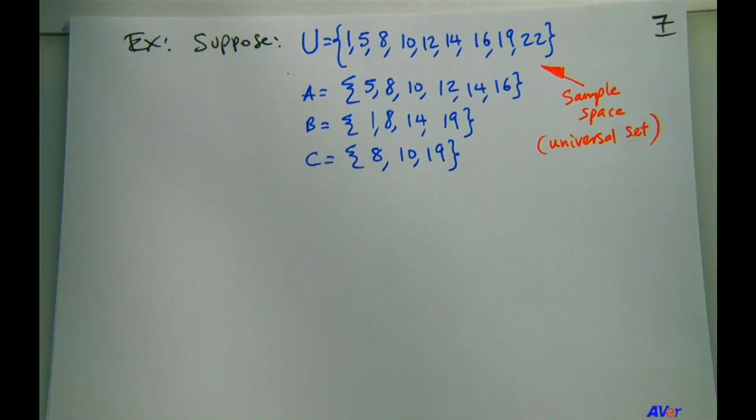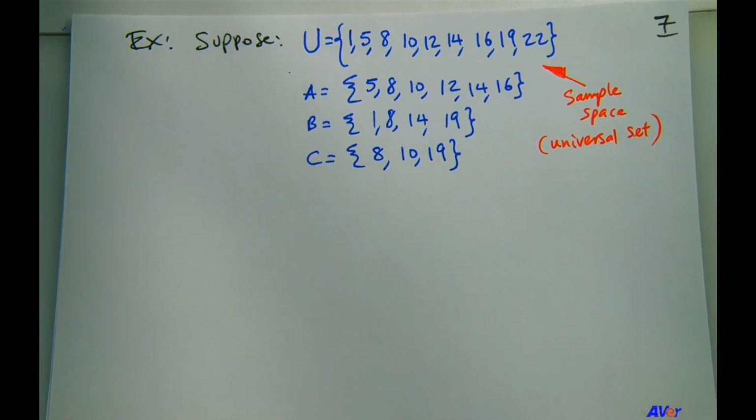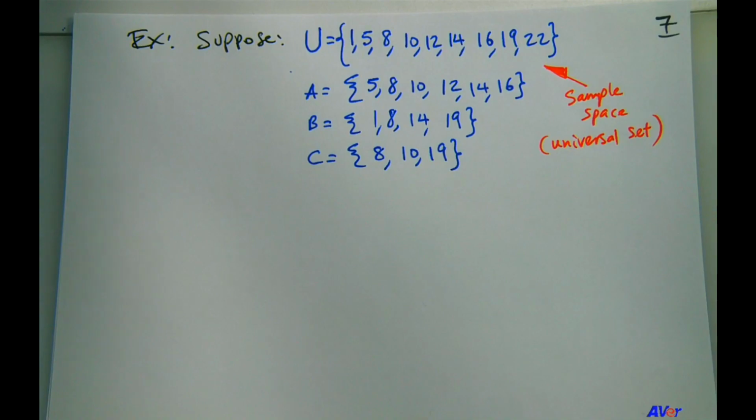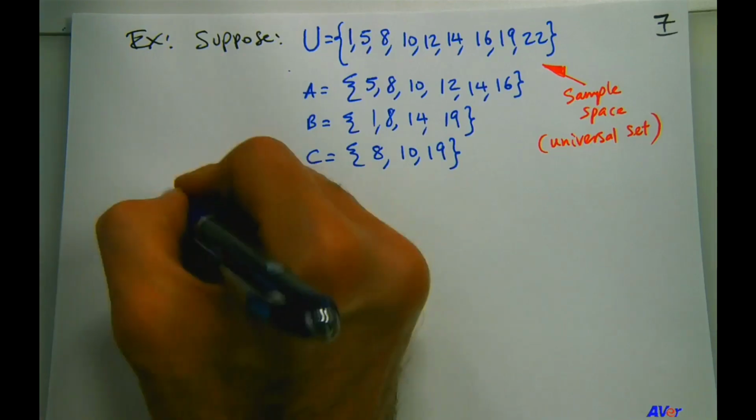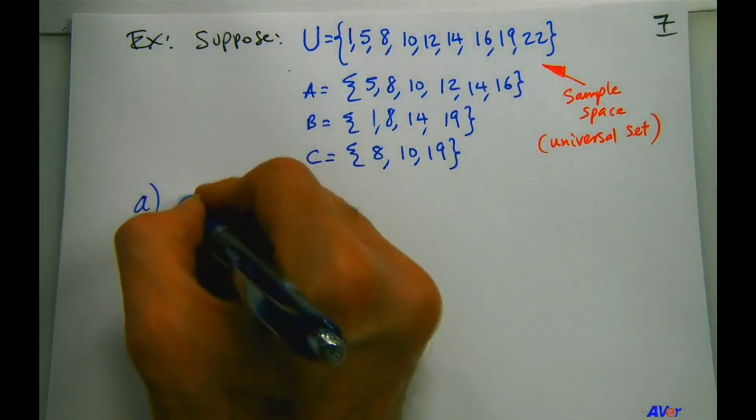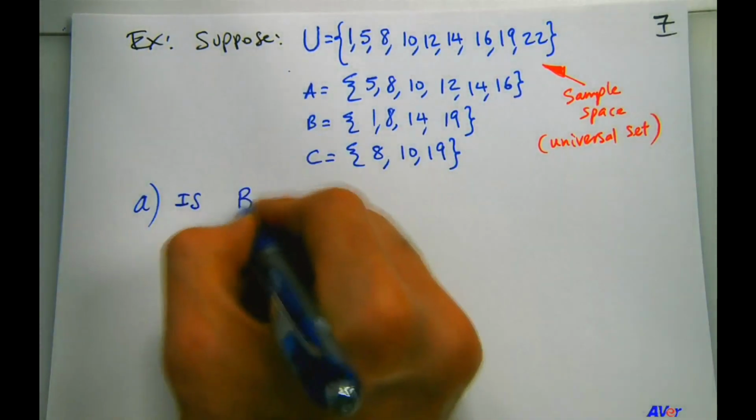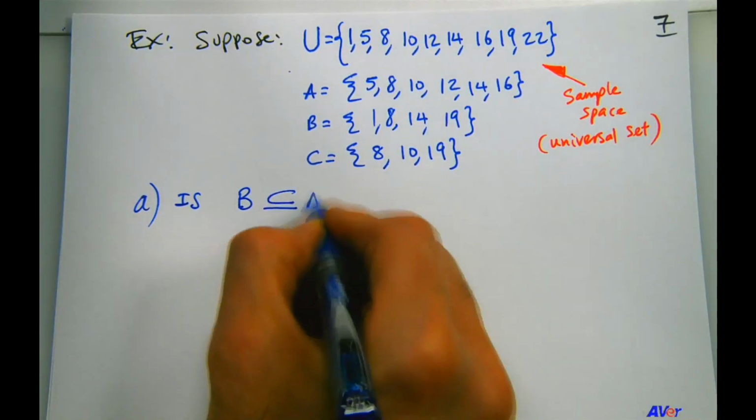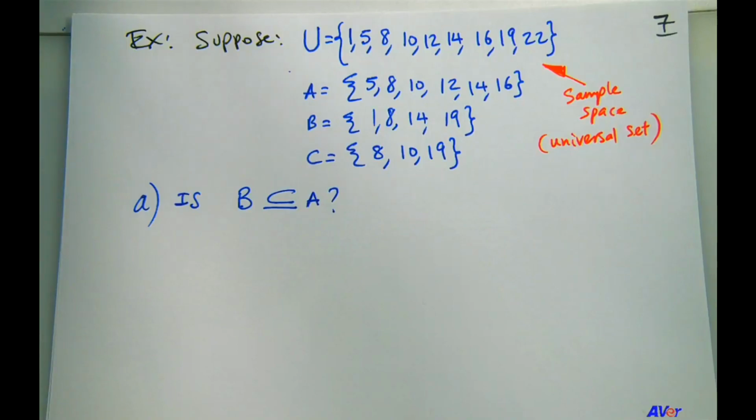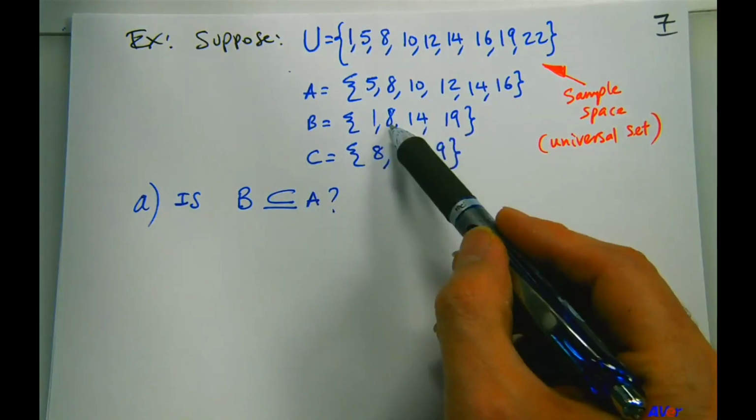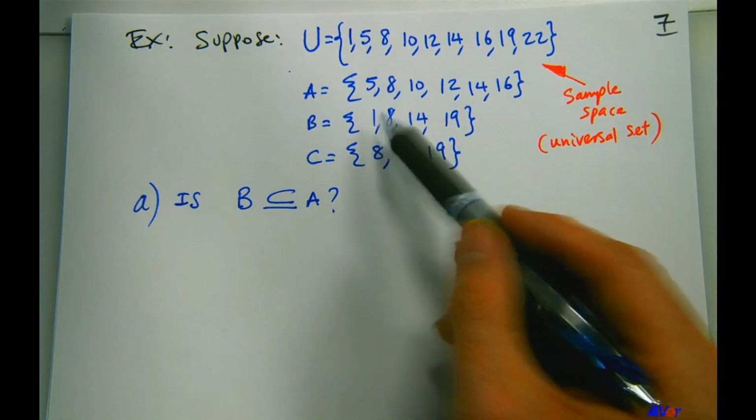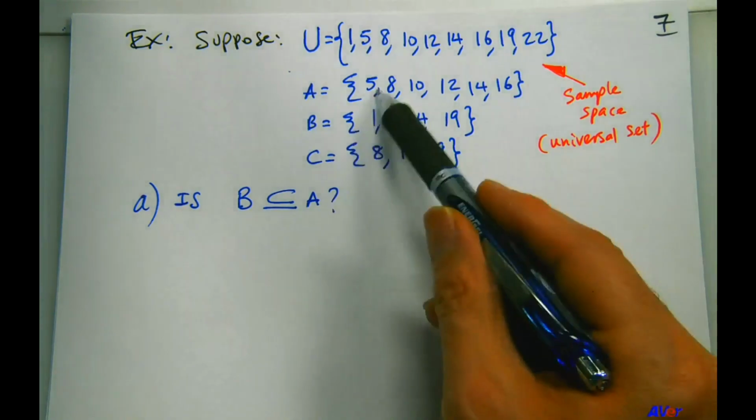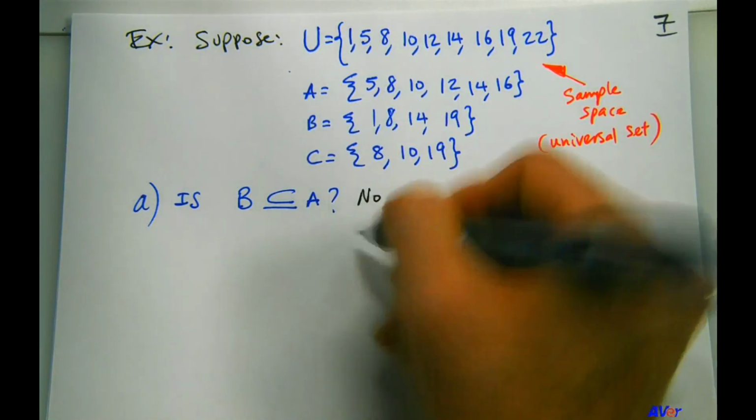I'll try to keep this on the screen as much as I possibly can, but this question has many parts, so I'm sure at some point it'll go off this screen. For part A, we ask, is set B a subset of set A? What do you think? Right away you can tell no, because 1 is part of B but not part of A. So right away, no.